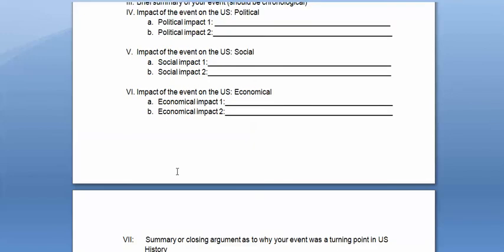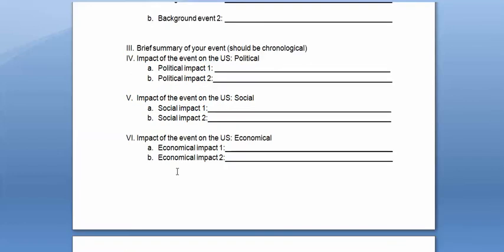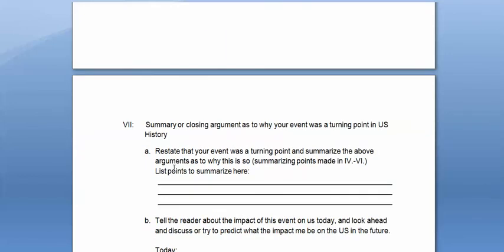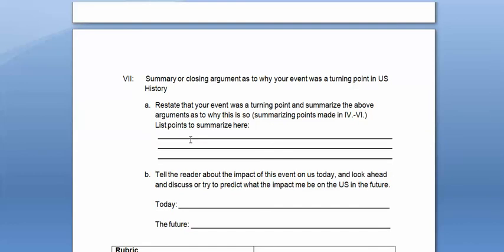Remember, you might not have every single one of those filled in. You might have a topic that's primarily social and economic impact and not as political. That's okay. Just make sure to beef up that portion of your outline a little bit more if that's the focus that you have. Finally, you have a summary where you're going to restate that your event was a turning point and summarize the above arguments. Then you want to tell the reader at the end, as a final conclusion, what the impact of the event has on our lives today and may have on the future looking forward.